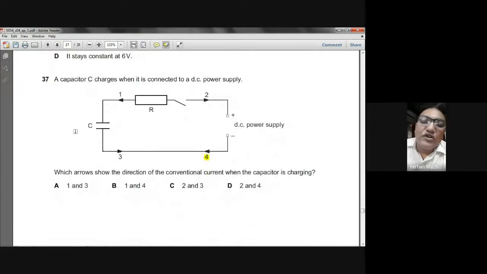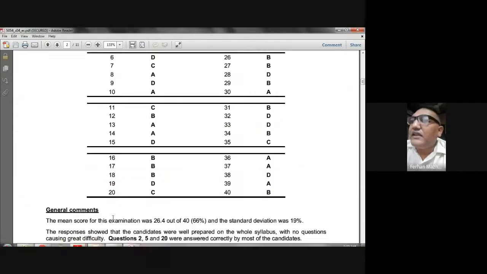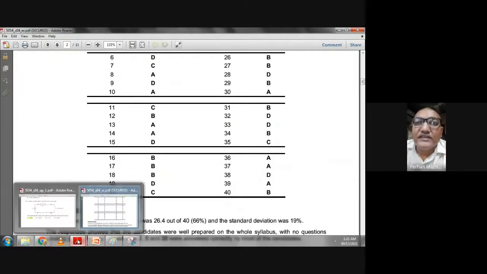So on your screen, we have question number 37. A capacitor C charges when it is connected to a DC power supply. So here we have a DC power supply. Which arrow shows the direction of the conventional current when the capacitor is charging? The conventional current comes out of the positive and it goes like this. So I think one and three are the right directions, because the conventional current flows from the positive and goes to the negative. One and three is the A option. Question number 37, A is the right option. Yes, sir.